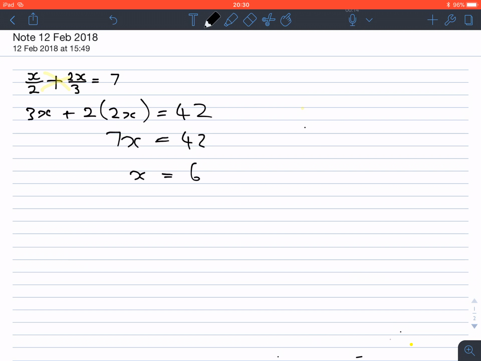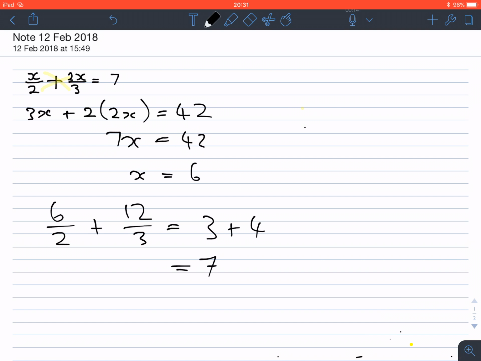So the second part of the question then is to check that your answer is correct and prove it by substitution. So we take the x equals 6 and we go back to the original equation. And if I substitute, I get 6 on 2 plus 2 lots of 6 is 12 on 3 is equal to, and what is it? The first term is 3, the second term is 4, so it's equal to 7.